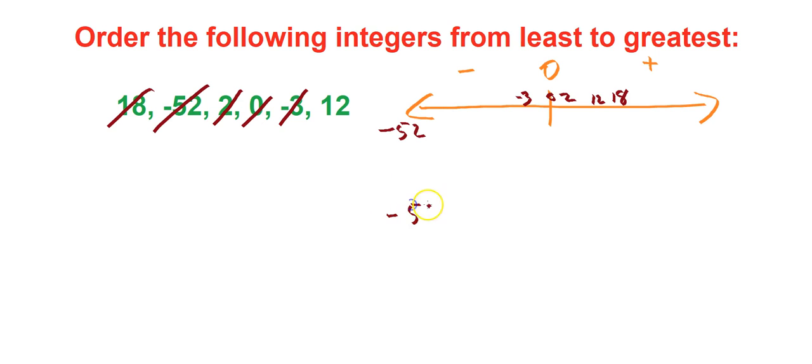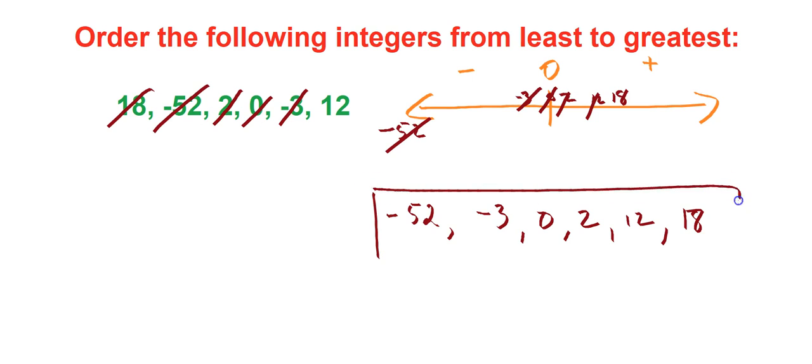So minus 52 is definitely the smallest on this. So he's gone. Next would be minus 3. Next would be 0. After that is 2. And then 12. And 18. And that is the correct order from least to greatest.